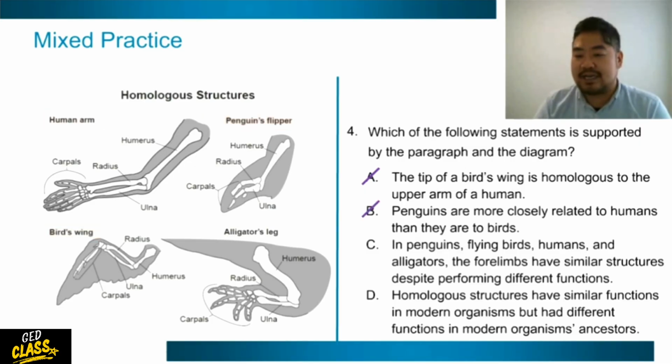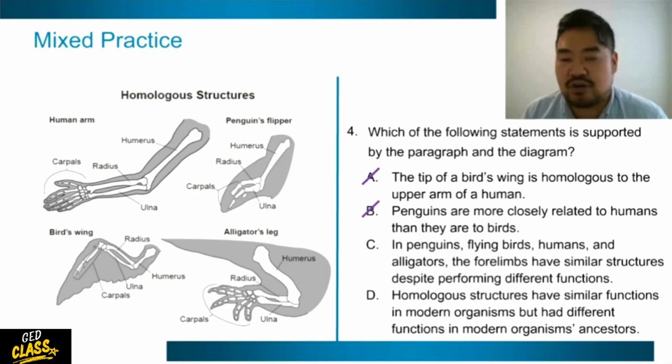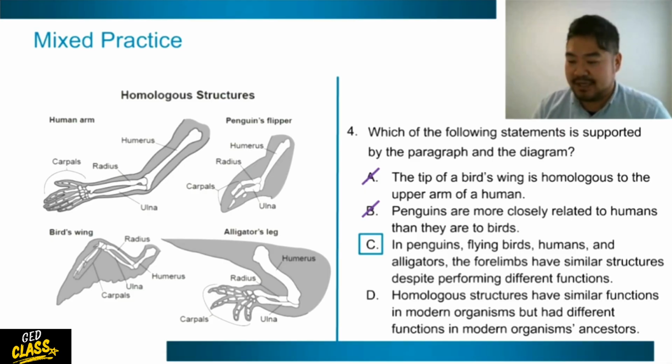But then if we take a look at answer choice C, in penguins, flying birds, humans, and alligators, the forelimbs have similar structures despite performing different functions. That's going to be true, right? We know they're homologous, so they're going to have similar structures, but they're going to have different functions. And C is going to be your correct answer for this. All right, great work on this one.